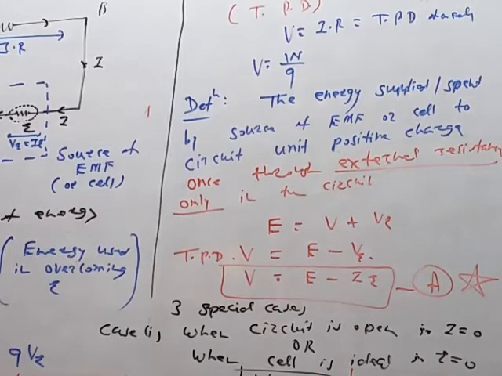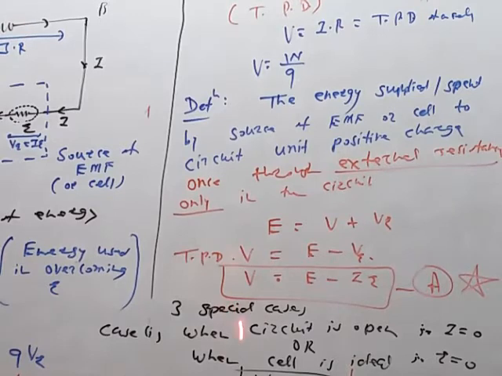Now if the cell is supplying the current to the external resistance, to the bulb or the filament, then this TPD is always less than EMF.